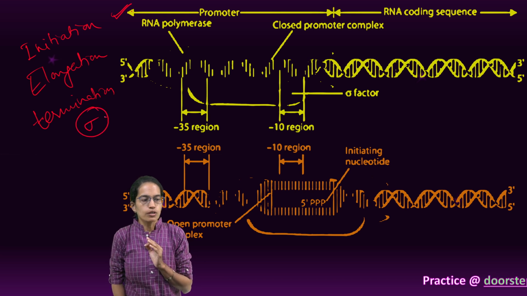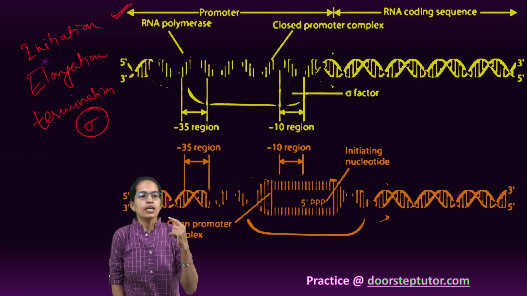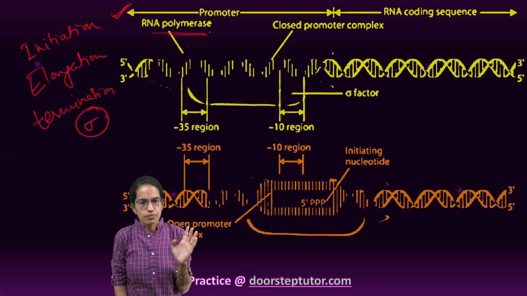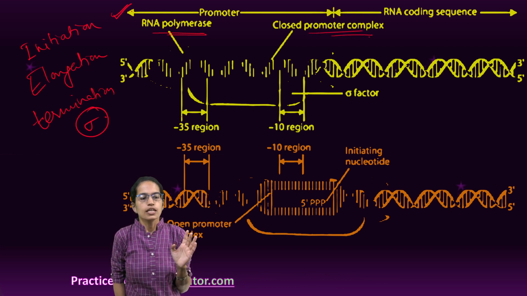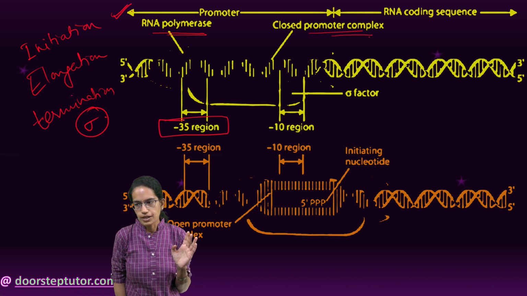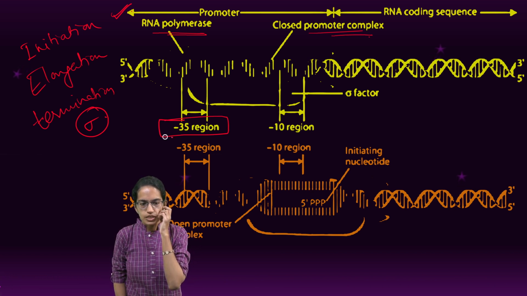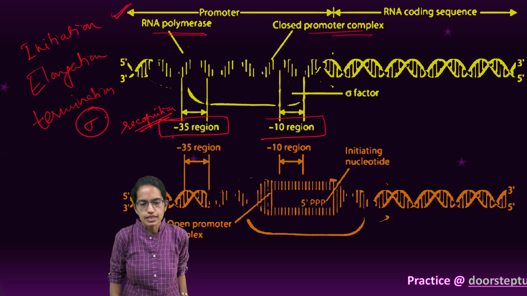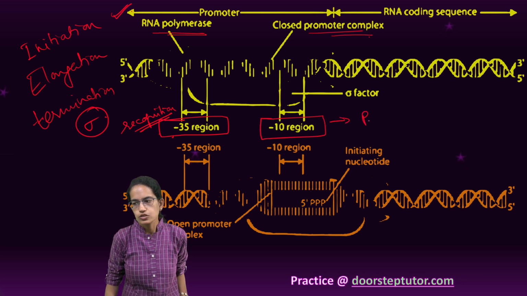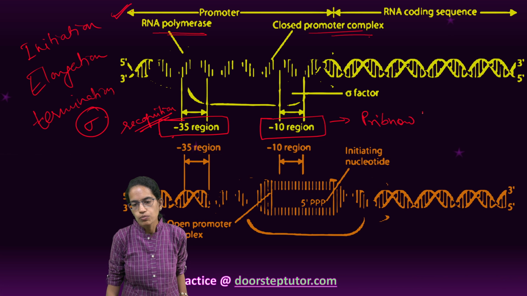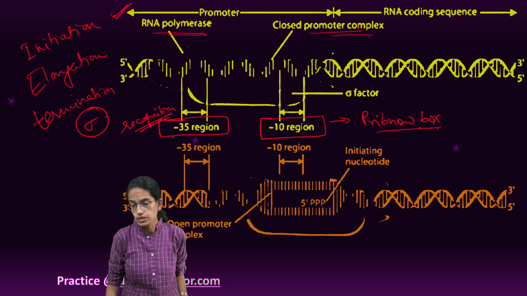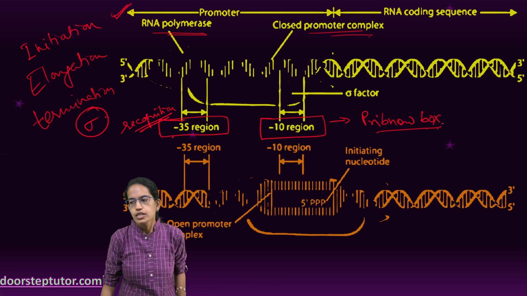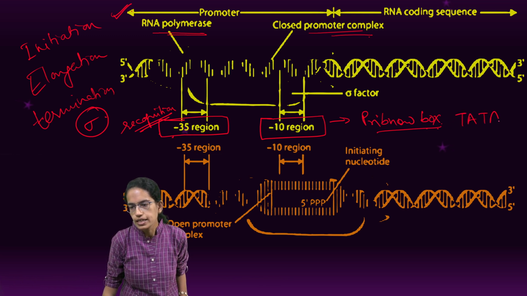The sigma factor would act as a promoter recognizer. Now here we have the RNA polymerase and a closed promoter complex. In the beginning, you have the -35 region. This -35 region is also known as the recognition sequence. Then we have the -10 region. This -10 region is known as the Pribnow box. The sequence for the Pribnow box is TATAAT, and this is known as the TATAAT box.